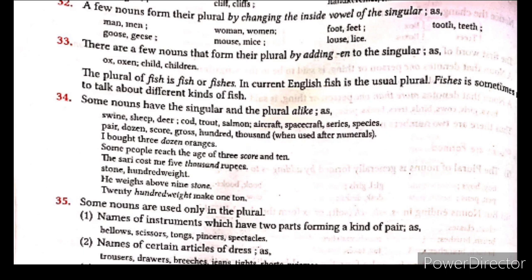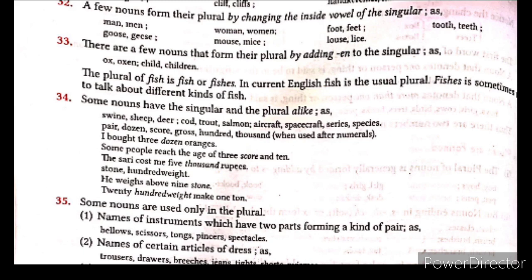Now, in certain nouns, we don't have to change anything. We don't make any changes because both the singular and the plural noun are the same. For example, deer, deer. Both forms are the same. Sheep, sheep. Singular also we say sheep, plural also we say sheep.